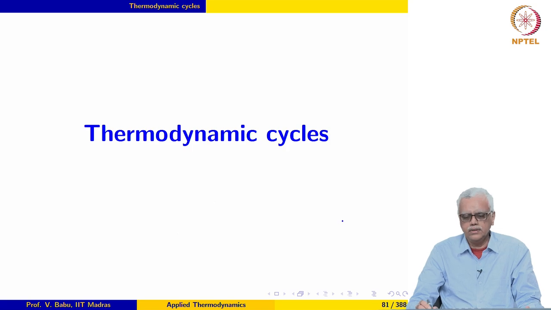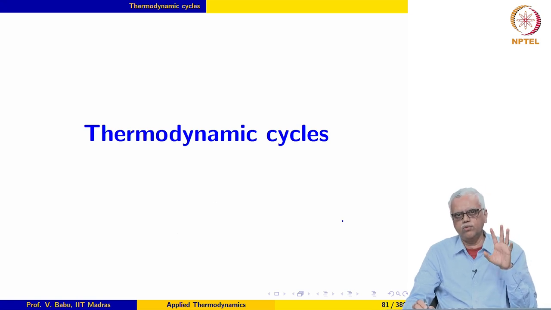So in this module, we will discuss thermodynamic cycles, and as I mentioned in my previous lecture, we will look at three types of cycles, two of them power producing, one power absorbing. The first one is a steam power cycle, which uses water as the working substance, and the second type of cycle that we will look at is the so called air standard cycle. And the third one, which is a power absorbing cycle, is actually the vapor compression refrigeration cycle.